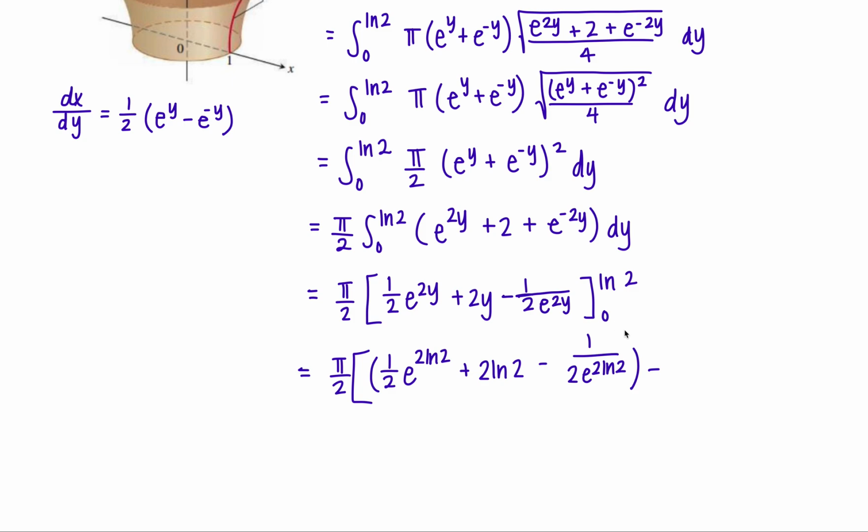Then minus, then we'll plug in the 0. e^(2 times 0) is still e^0. e^0 is 1, so we simply have a 1/2. 2 times 0 is 0, and then over here, we're going to have a negative 1/2. So that second set of parentheses is done. 1/2 minus 1/2 is 0. So now let me look here at the first set of parentheses and clean this up a little bit more.